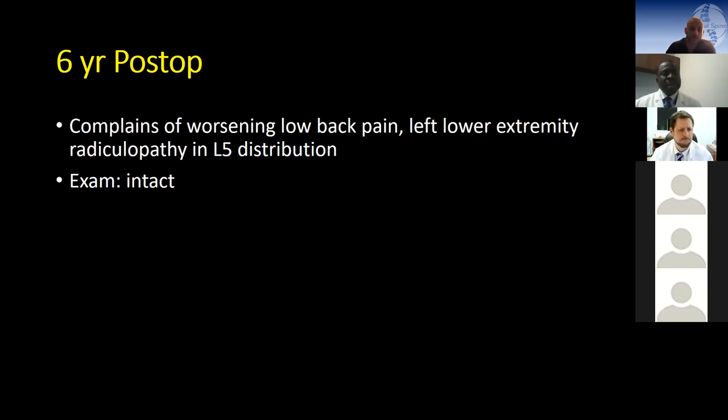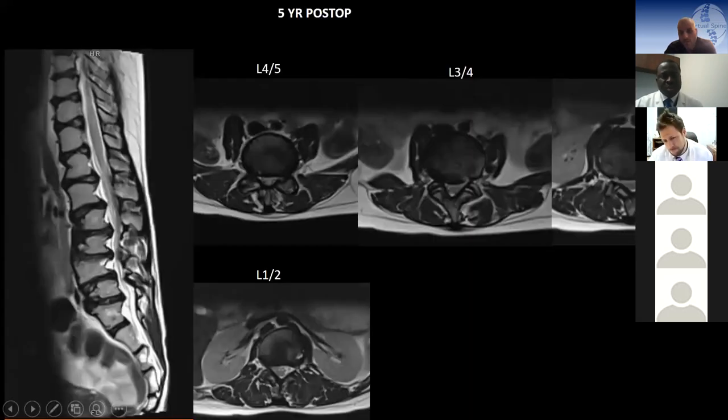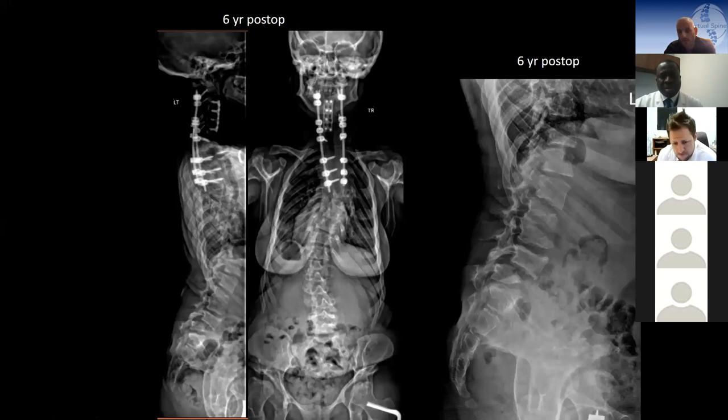Issues with them. So 6 years later, she comes back complaining of worsening low back pain with left L5 radiculopathy, neurologically intact otherwise. These are her X-rays when she presented. And I just want to draw your attention to her lumbar X-ray. You can see that area with the grade 2.5 or whatever you want to call it, spondylolisthesis at L4-5. If you look a little bit higher up, this is L1-2, there's a small area of spondylolisthesis at this level as well.